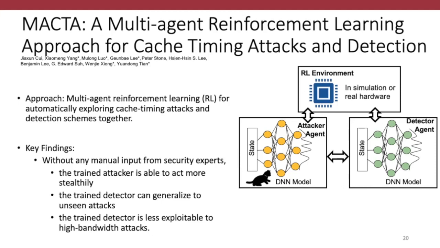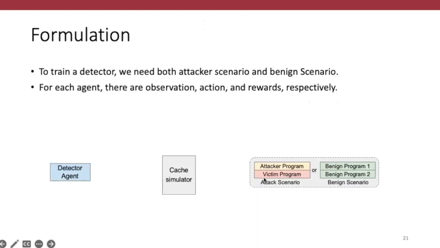So we find that with such a multi-agent reinforcement learning approach, we don't need any manual input. If we train with several iterations, the attacker will be able to act more stealthily to bypass the detector. And the trained detector can generalize to unseen attacks. The trained detector is also more robust and less exposed to new high bandwidth attacks. We found that as we train further, it's harder and harder for the attacker agent to come up with high bandwidth attacks.